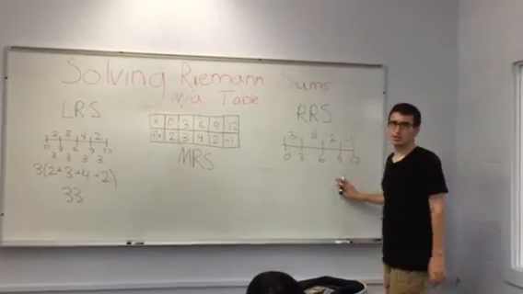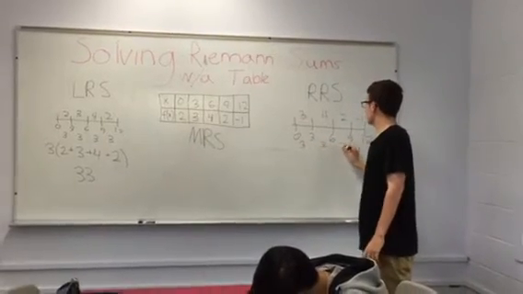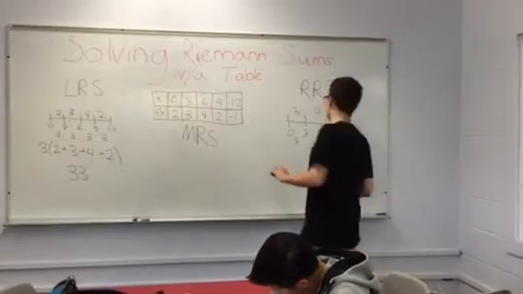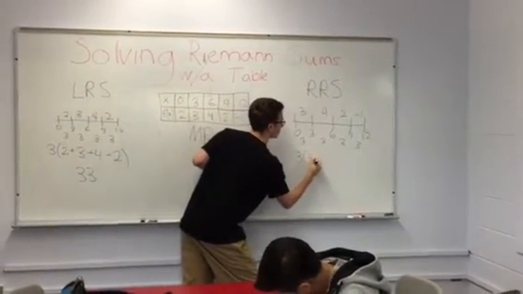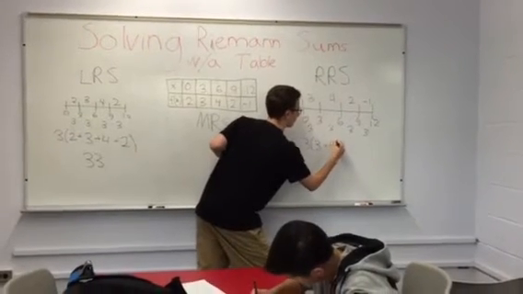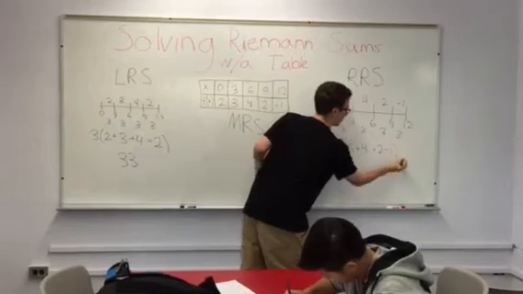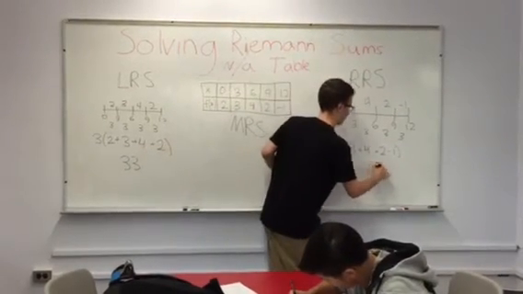So each of these is also 3 units, so 3, 3, 3, and 3. Then you would do the same thing you did here: 3 times 3 plus 4 plus 2 minus 1. And this will end up being 24.